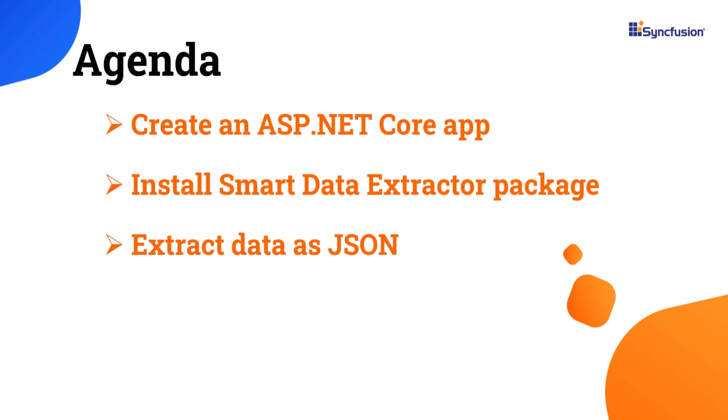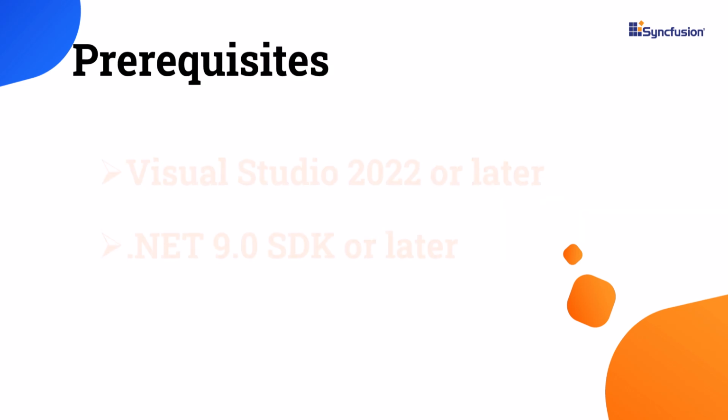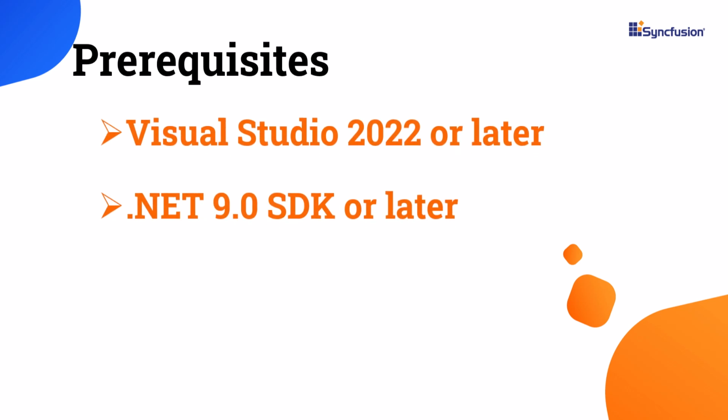In this video, I will show you how to get started with the Syncfusion ASP.NET Core Smart Data Extractor. You will learn how to create a web app, install the Smart Data Extractor package, and extract data as JSON. The prerequisites for this tutorial are Visual Studio 2022 or later, and .NET 9.0 SDK or later.